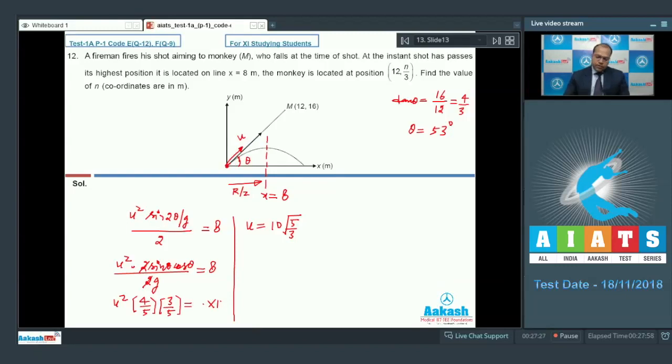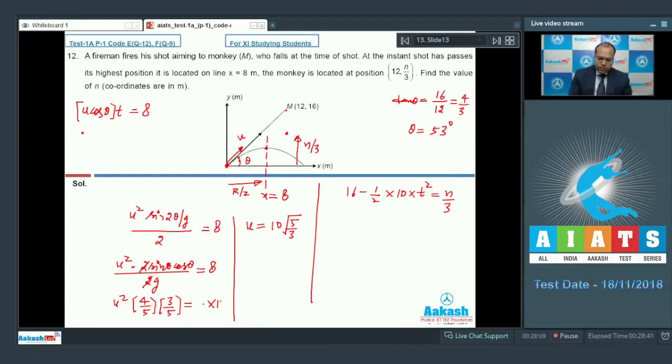Now in the time interval when the shot moves from this position to this position, the monkey moves from this position to this position, and it is given in the question that this y coordinate is n by 3 at that moment. So I can say that 16 minus half into g into t square is equal to n by 3. Now I have to calculate the value of t. In order to calculate t, if I take the horizontal component of the shot at t equal to 0, that is u cos theta into t, it must be equal to 8. On substituting the value of u, that is 10 into root 5 by 3, into cos 53 degree, that is 3 by 5, into t is equal to 8. On solving, the value of t square comes out to be 16 by 15.